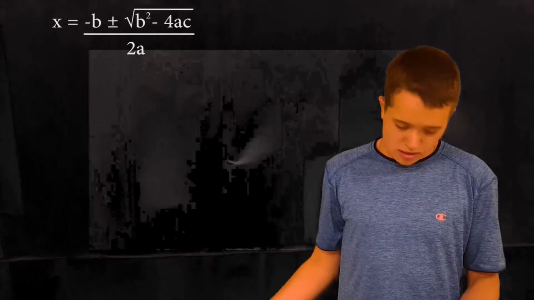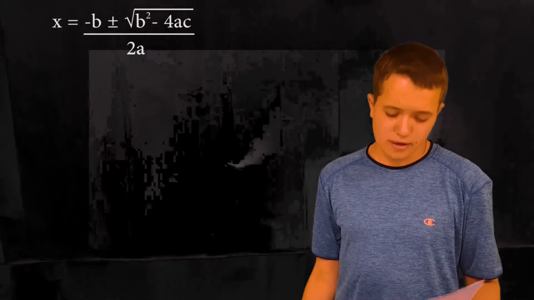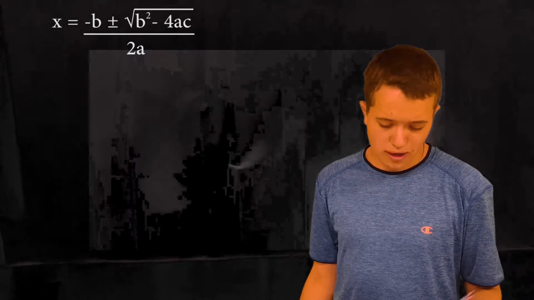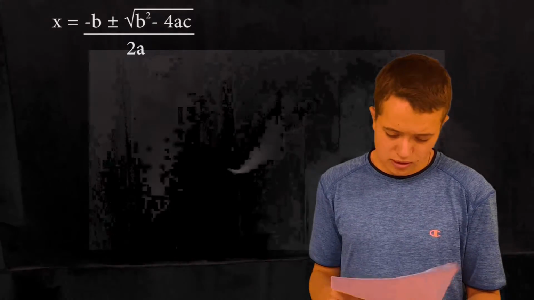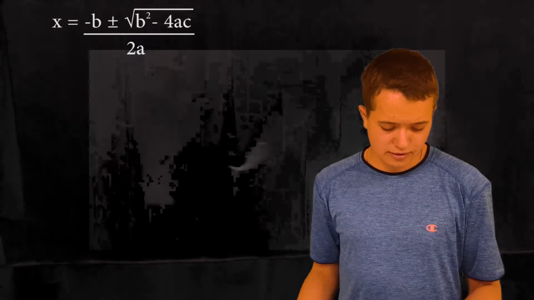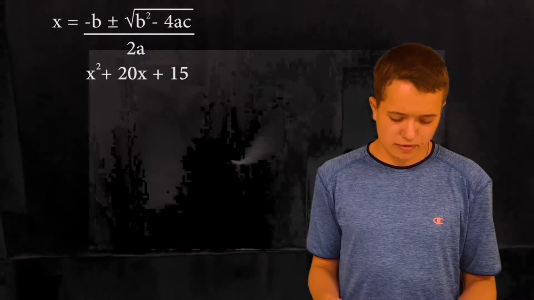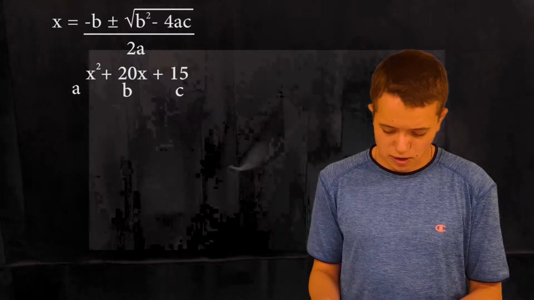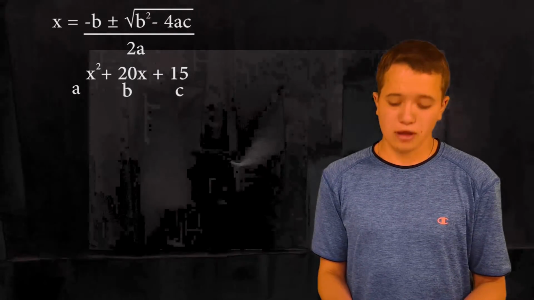Quadratic formula. The quadratic formula is x equals the opposite of b, plus or minus the square root of b squared minus 4ac, and all this is divided by 2a. The quadratic formula is used to solve functions that cannot be solved with any other formula as easily. An example, x squared plus 20x plus 15. A will become the coefficient in front of the x squared, b will become the coefficient in front of the x, and c will become the constant.